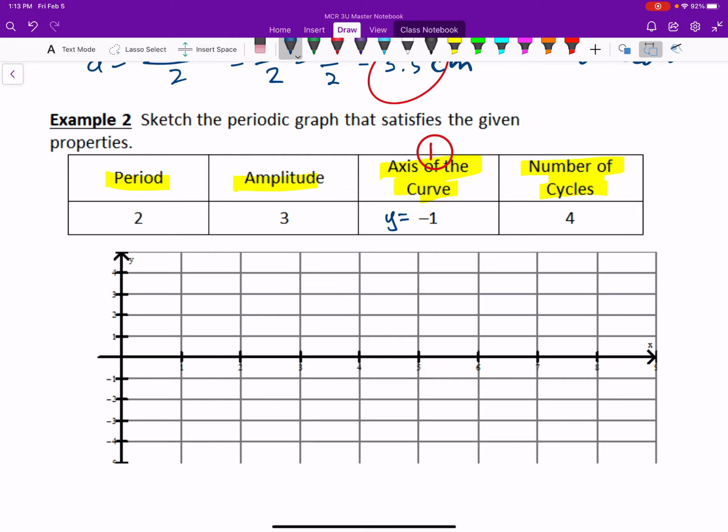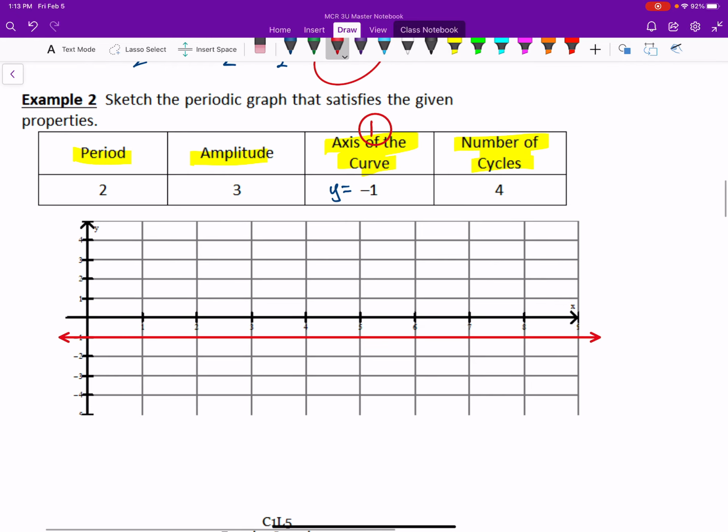So what this is telling me is that the middle of this graph is at y equals negative 1. So I'm going to just sketch that on there. At y equals negative 1, I'm just going to put a horizontal line here. There's my axis of the curve.